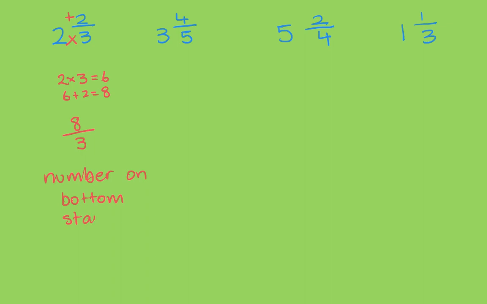Alright, I want you to stop the video and have a go at doing the rest of these examples. Okay, so 3 times 5 plus 4. 3 times 5 is 15. 15 plus 4 equals 19. So it's 19 over 5.